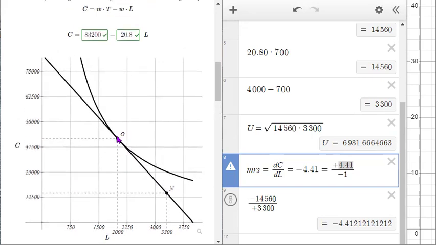If we continue up the budget line, now we're getting more and more consumption, but less and less leisure. But now we're below that indifference curve, and our utility continues to fall as we go up this budget line.